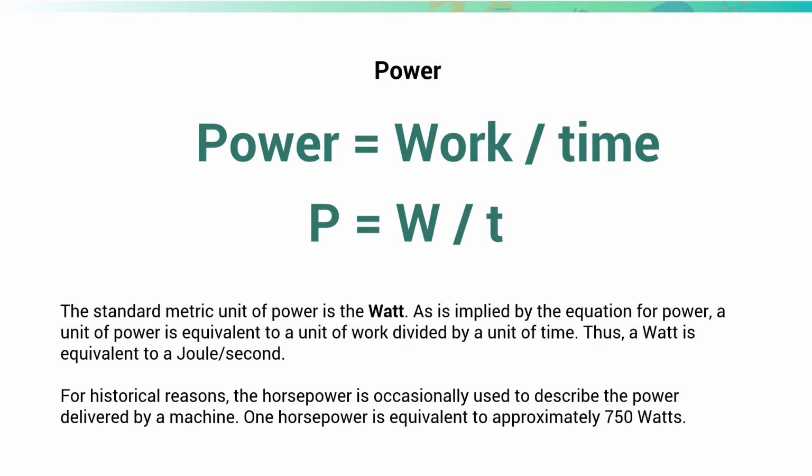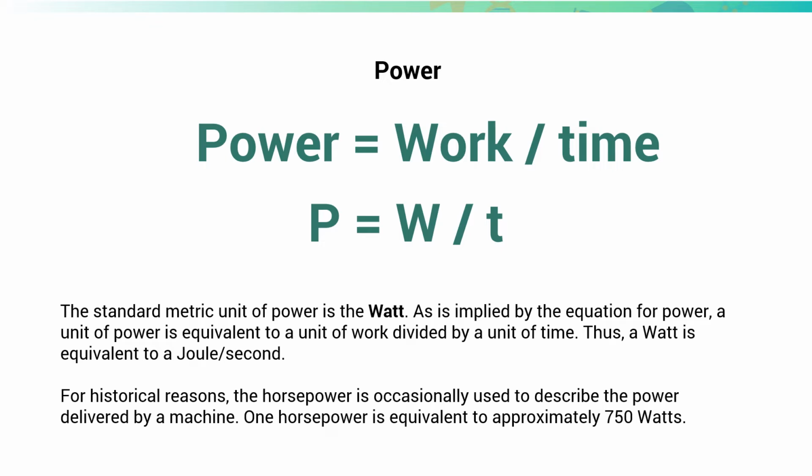The unit for power is what? We write it as watt. As is implied by the equation for power, the unit of power is the equivalent of the unit of work divided by the unit of time. Thus, you can also write watt as joule per second.